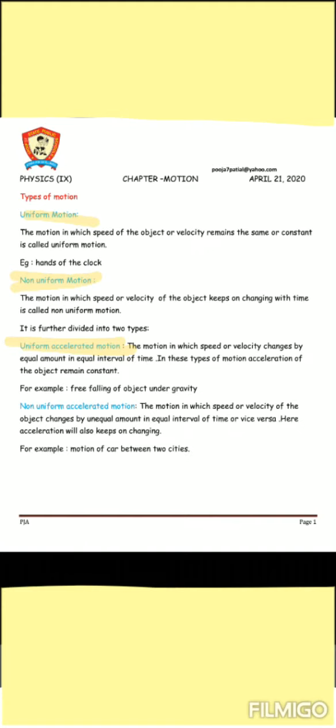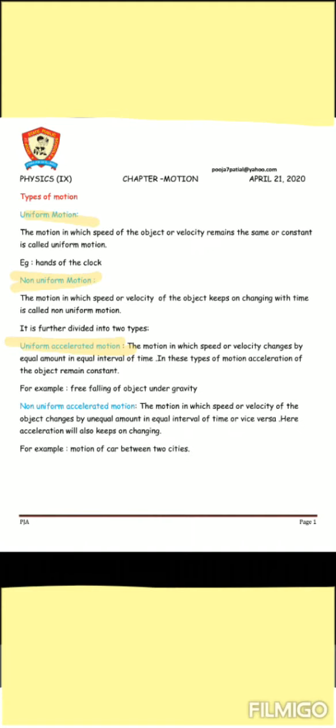The thing is how the speed will change. Now in uniform accelerated motion, see, the word uniform is in front of what? Acceleration. Means here acceleration remains constant. That is, speed or velocity changes by an equal amount in equal intervals of time, just as I have given in the example, like in every second it is increasing by the amount of 5. Its example is free falling of an object under gravity, because the gravity value of earth is constant.